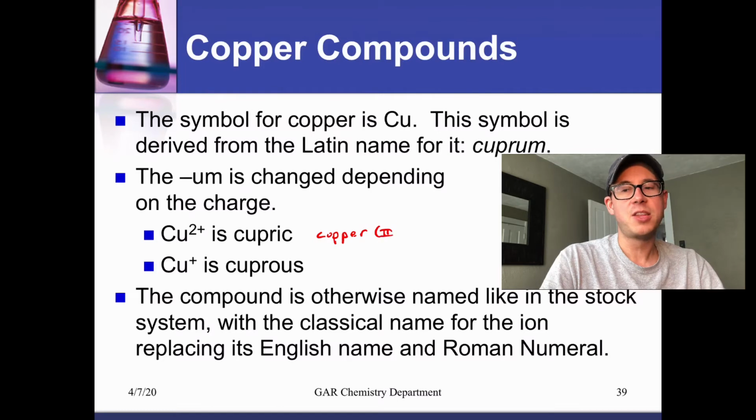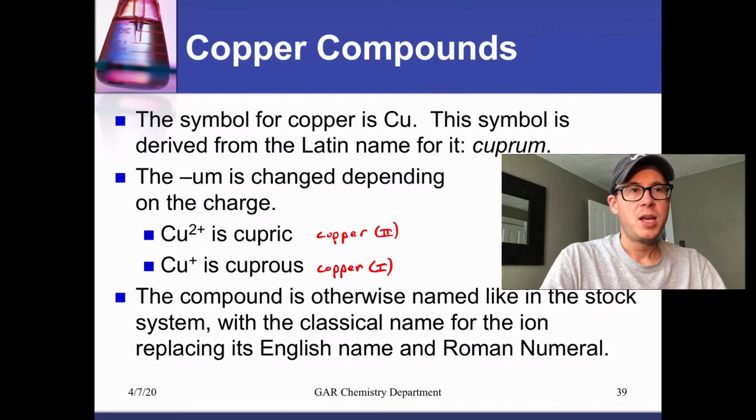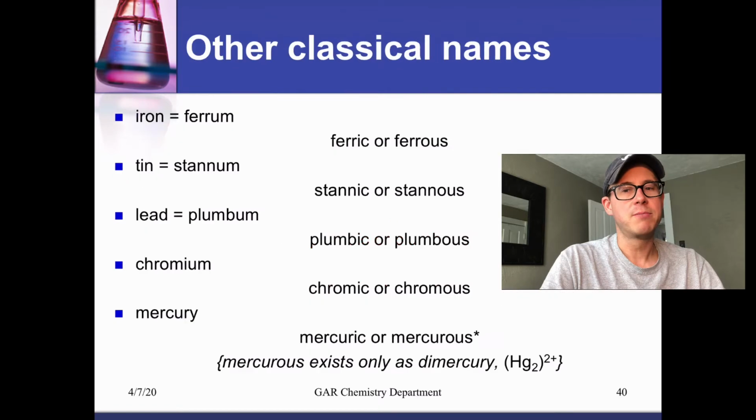The compound is otherwise named just like the stock system, with the classical name for the ion replacing its English name. For example, copper 1 oxide becomes cuprous oxide. Copper 2 oxide becomes cupric oxide. There are several other elements we use the classical system of naming on, but this next slide shows us the most common elements. For example, iron is ferrum. It comes in iron 3 ferric or iron 2 ferrous.